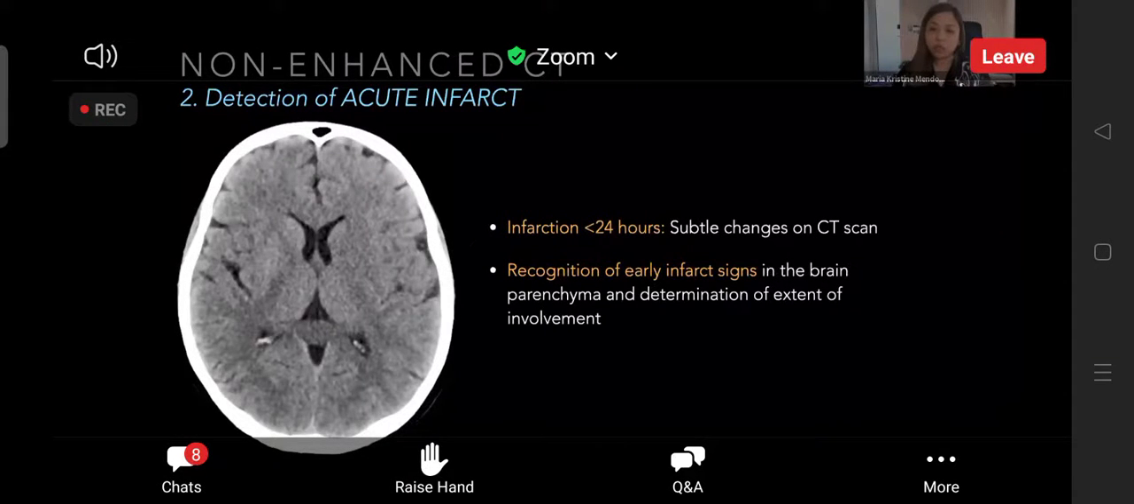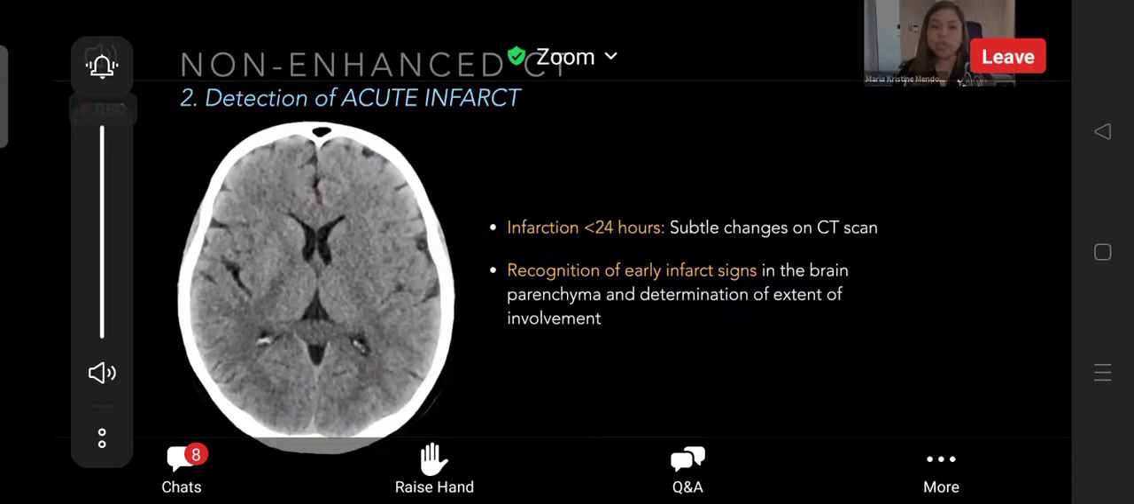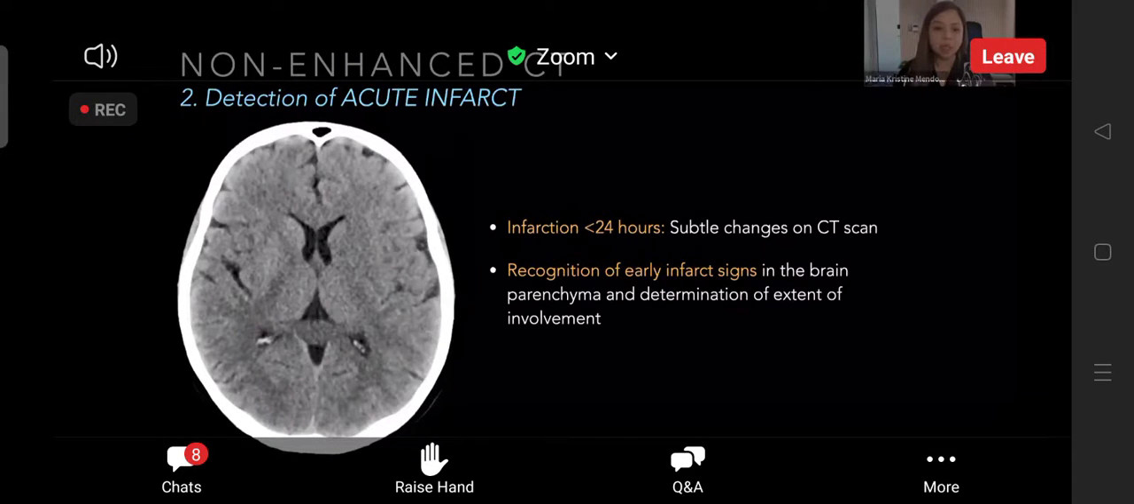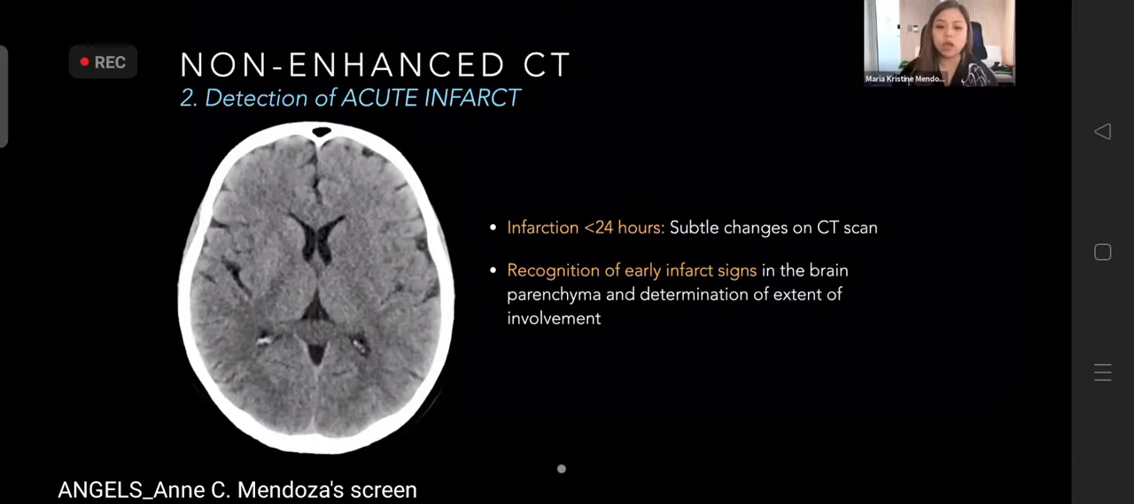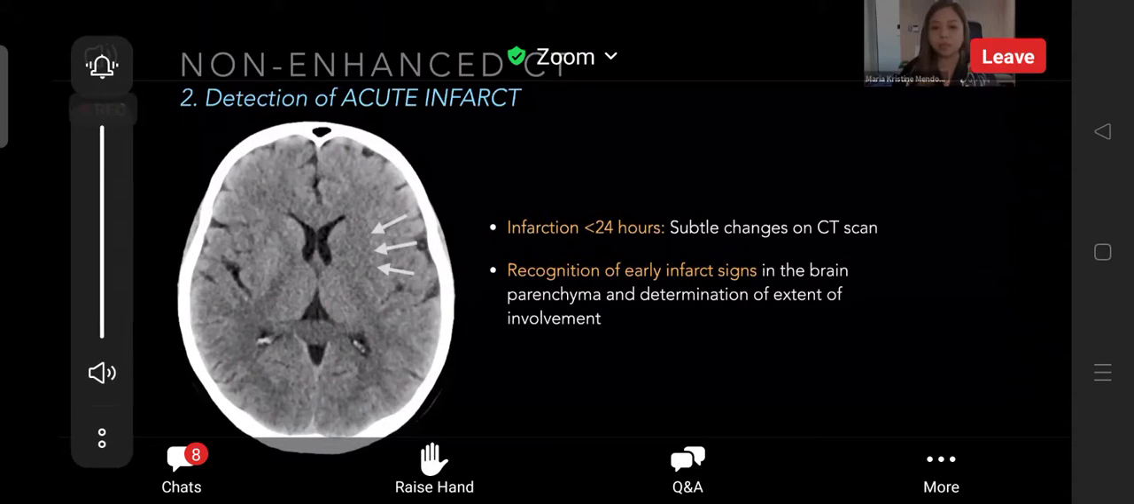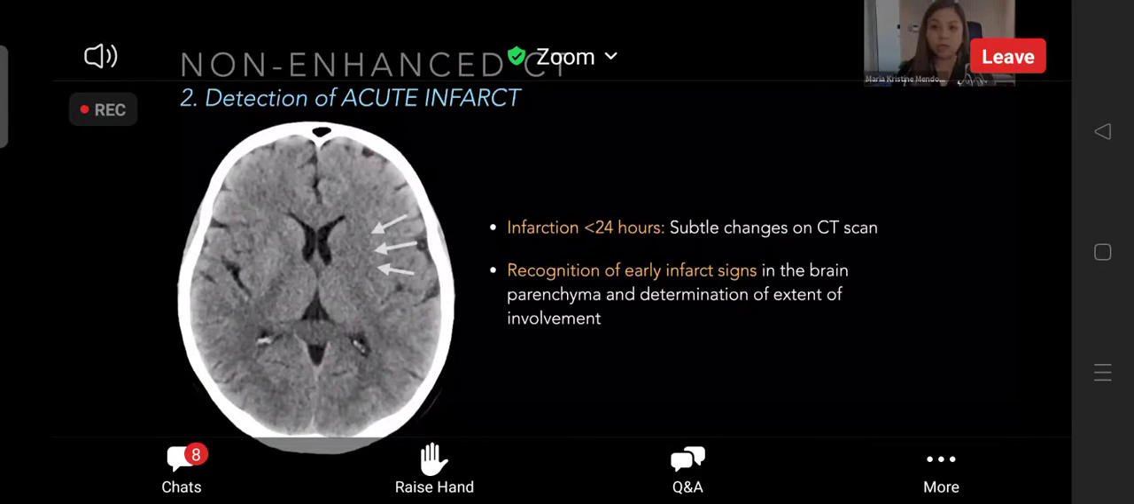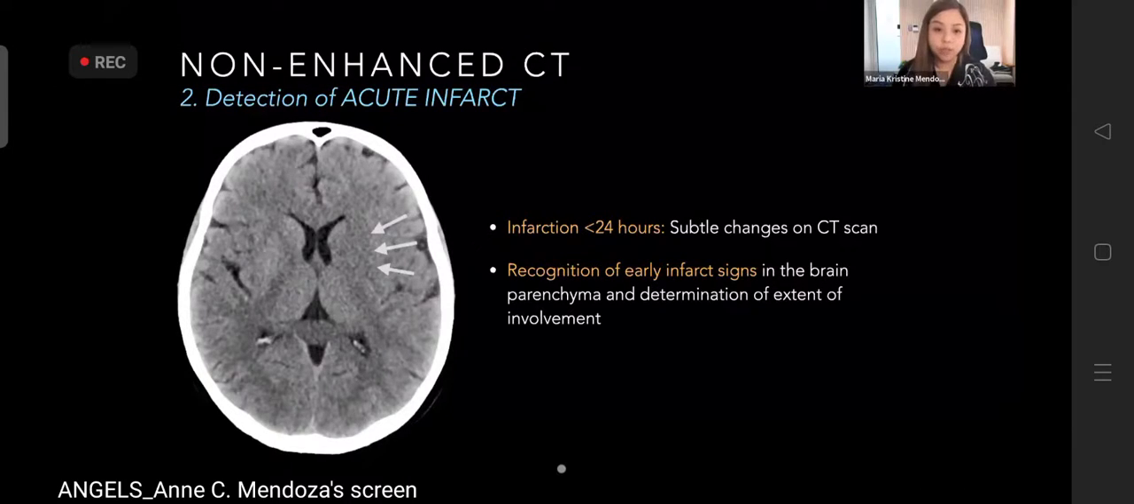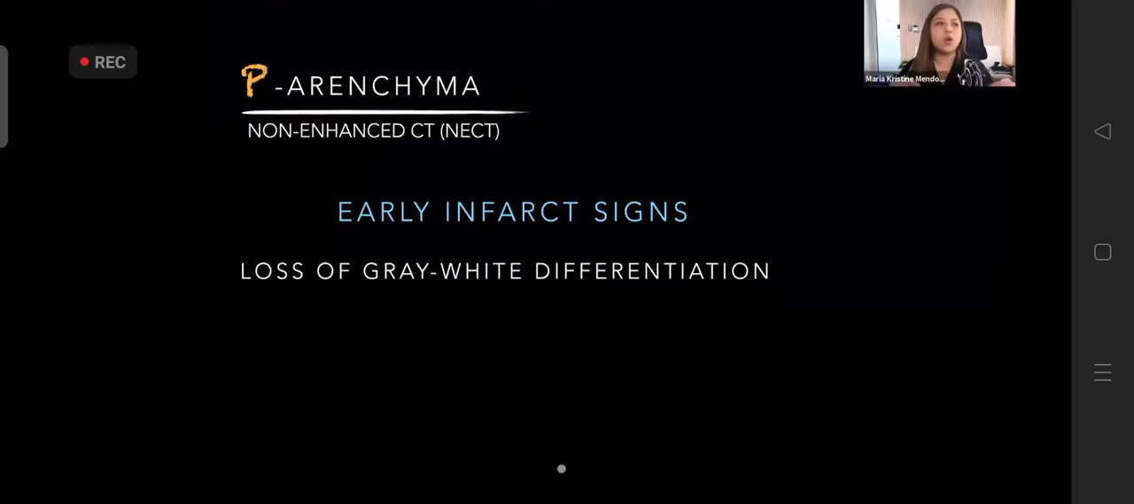So for example, this particular image is already projected on your screen. At first glance it may look normal, but actually one of the earlier infarct signs is demonstrated by the arrow, which is the relative hypodensity of the lentiform nucleus on the left compared to the right side. And this is actually the obscuration of the lentiform nucleus sign.